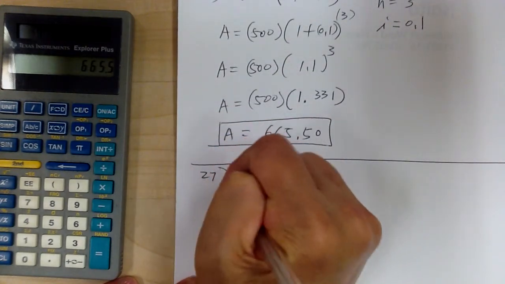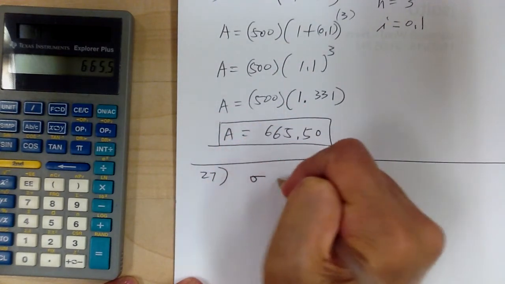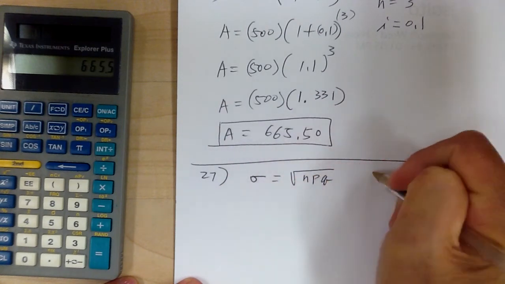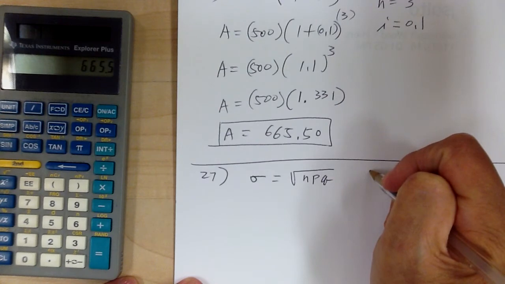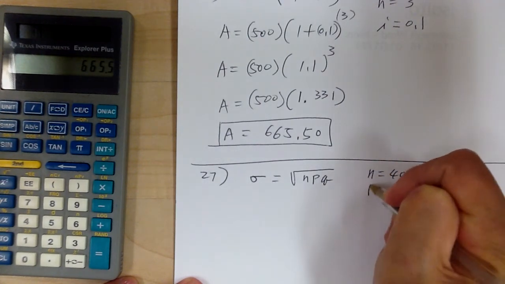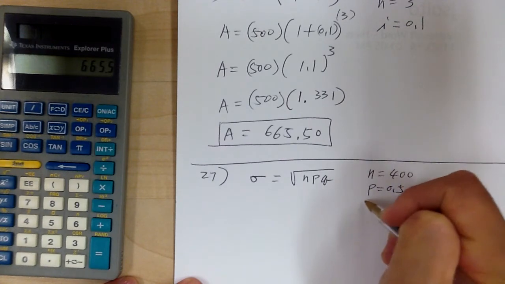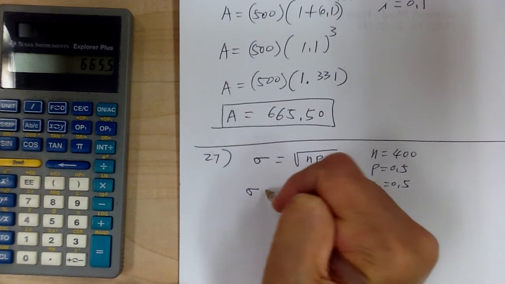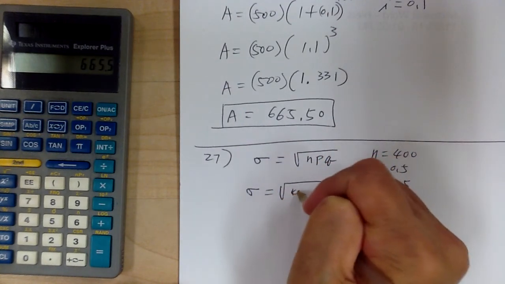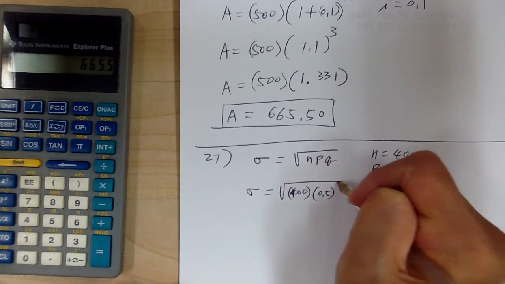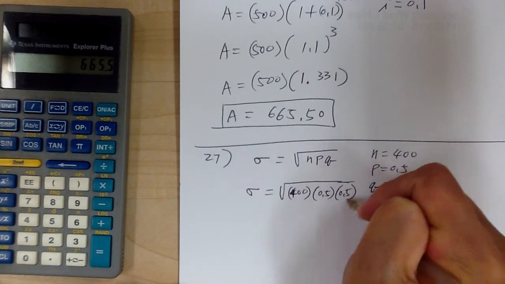Okay, let's go to 27. You have sigma equals the square root of N P Q, and it tells you that N equals 400, P equals 0.5, and Q equals 0.5. Again, first you substitute. So N is 400, P is 0.5, and Q is 0.5.